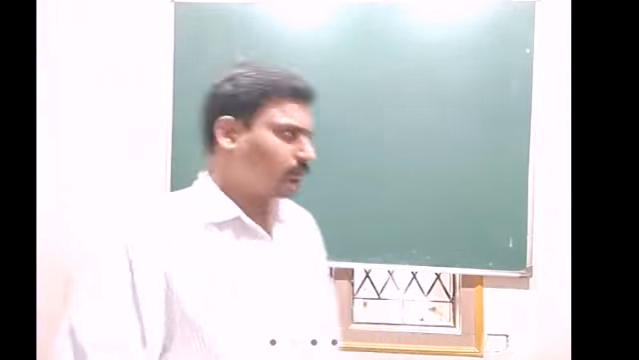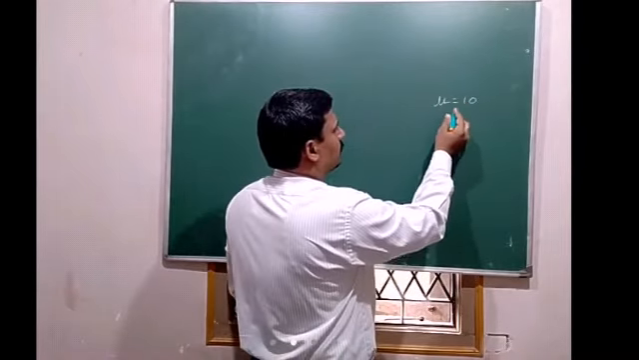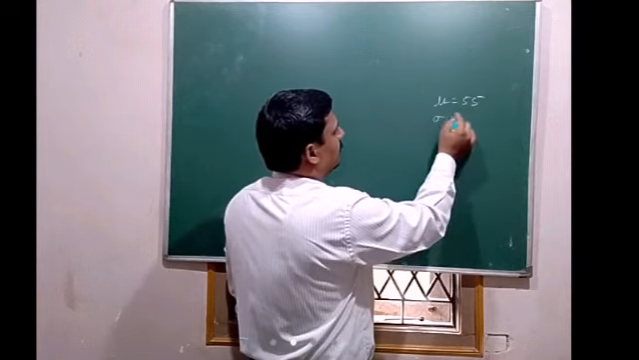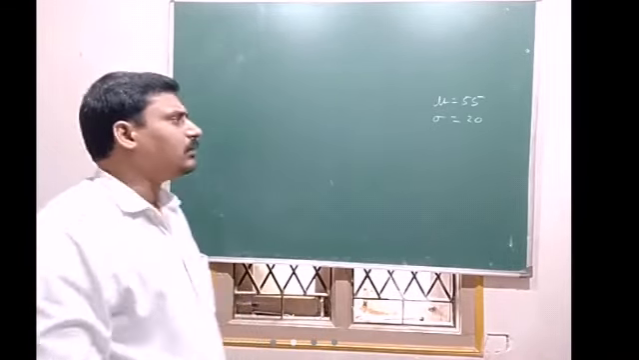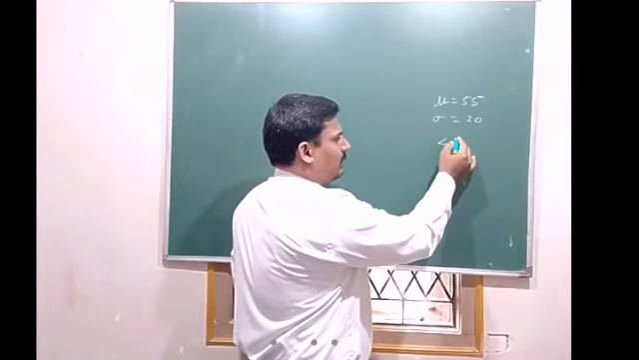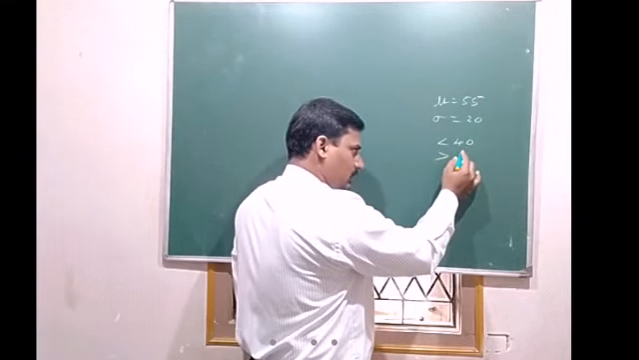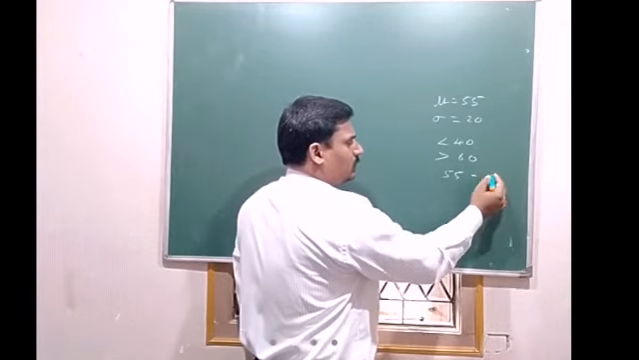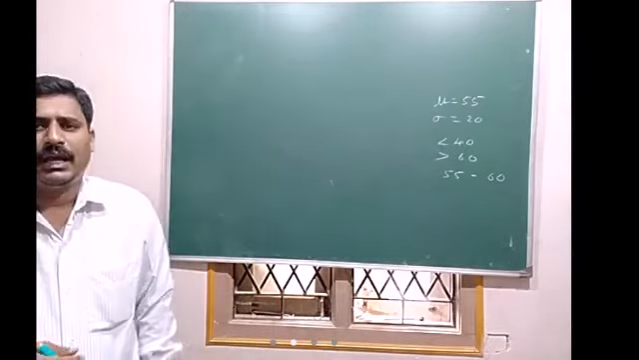Suppose given mu is equal to 55 and standard deviation is equal to 20. Then if they ask to find the probability less than 40, greater than 60, or in between 55 to 60. Three questions I have here.